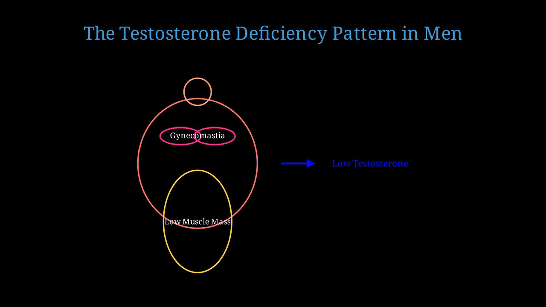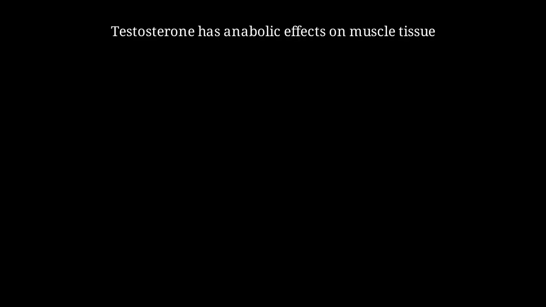Testosterone normally promotes muscle synthesis and fat oxidation. Testosterone is powerfully anabolic for muscle tissue. It increases protein synthesis and decreases protein breakdown. Low levels result in sarcopenia or muscle loss.